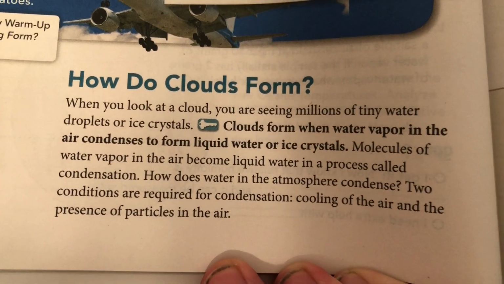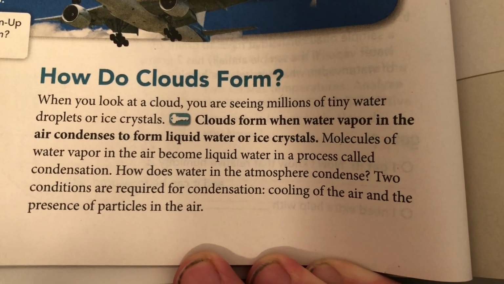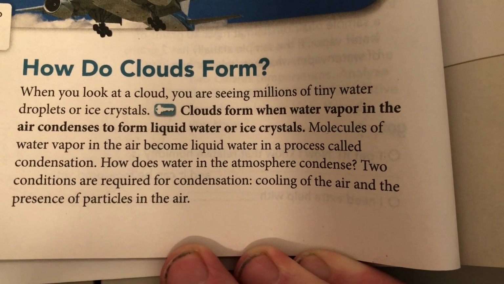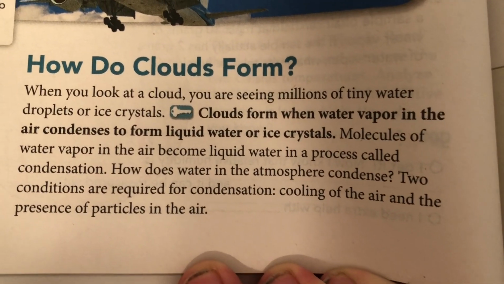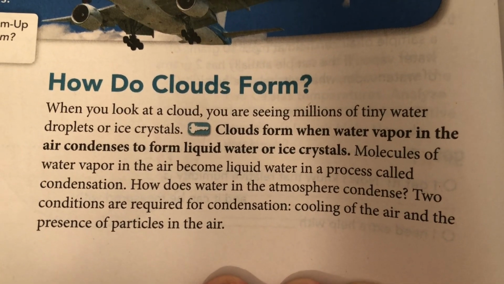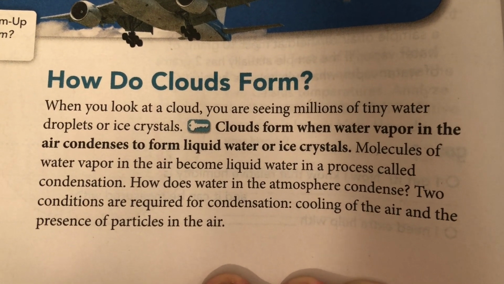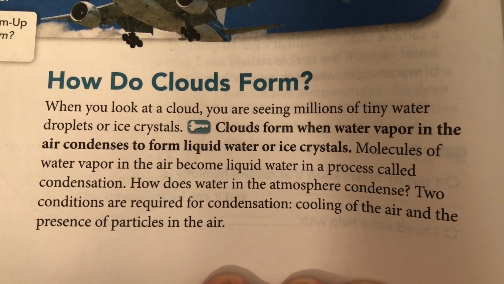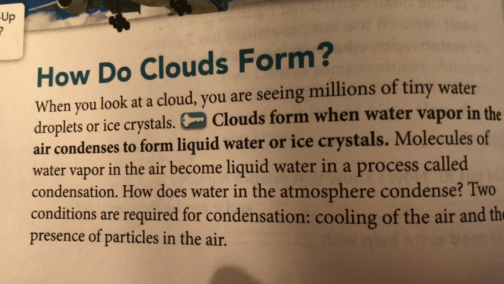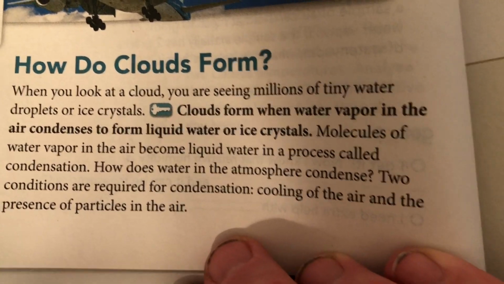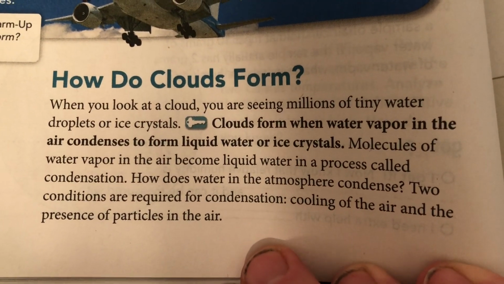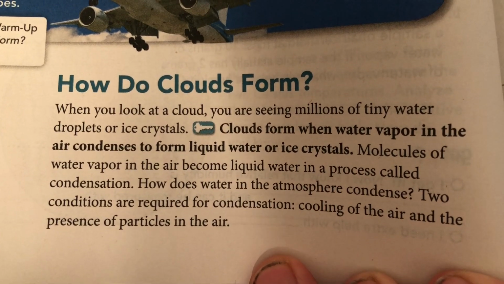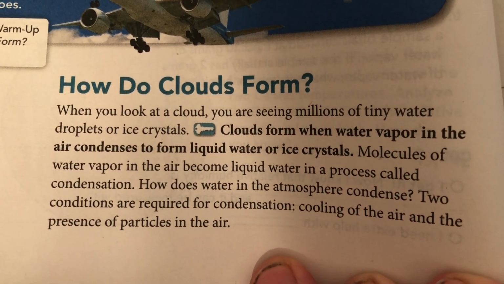How do clouds form? When you look at a cloud, you are seeing millions of tiny water droplets or ice crystals. Clouds form when water vapor in the air condenses to form liquid water or ice crystals. Condenses means the particles of water vapor get closer together. Molecules of water vapor in the air become liquid water in a process called condensation.